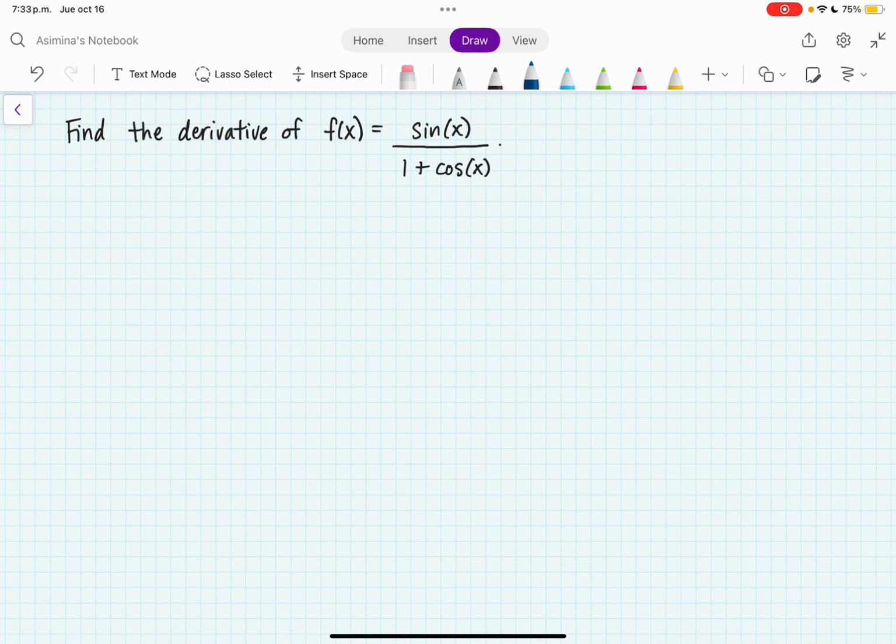In this video, we are going to find the derivative of f of x equals sine of x over 1 plus cosine of x. So we see here that we have a quotient, which probably means we're going to want to use the quotient rule.